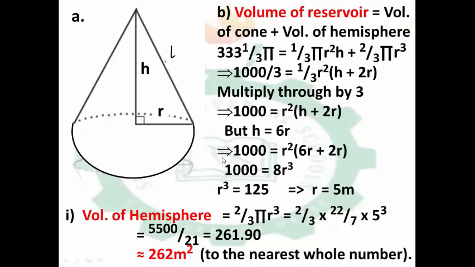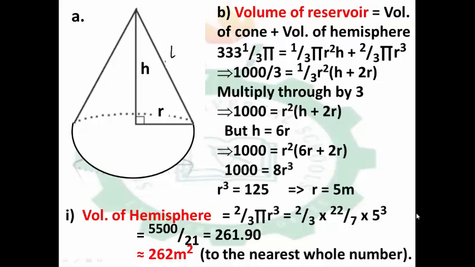Then we have to find the volume of the hemisphere. The volume of the hemisphere, remember, is 2/3 pi r cubed. Now our r cubed is 5 raised to power 3. So you substitute that, 2/3 times 22 over 7 times 5 raised to power 3. And when you do this, you are going to have 5500 over 21, which is equal to 261.90. So approximately to the nearest whole number, this will give you 262 meter cube.